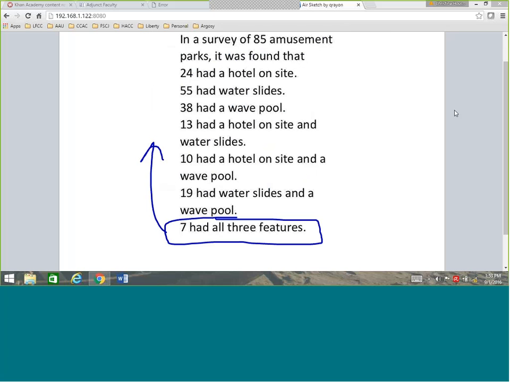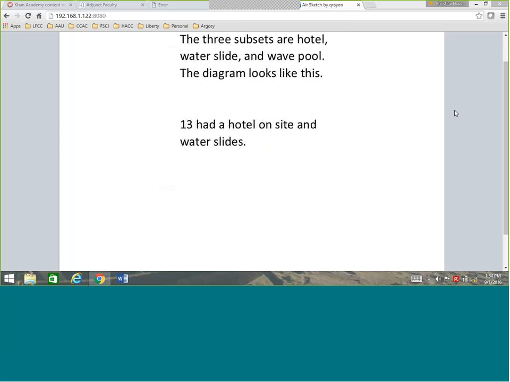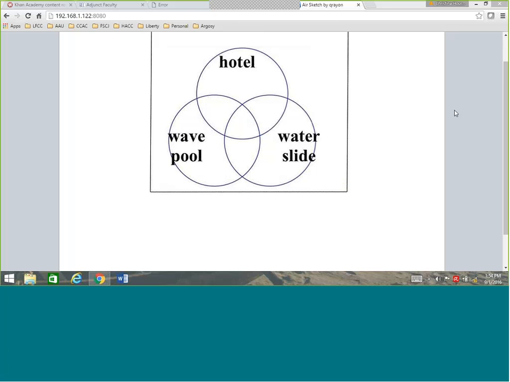Okay. Here's the problem, and we have 85 amusement parks, so that is our box. That's the universal set that we start with, and then we take a look at the information to see what subsets there are. Some amusement parks have a hotel. Some amusement parks have water slides. Some amusement parks have wave pools, and so those would be little circles inside the universal set, which would then look like this. And there's the universal set. So that's how I get started on it.